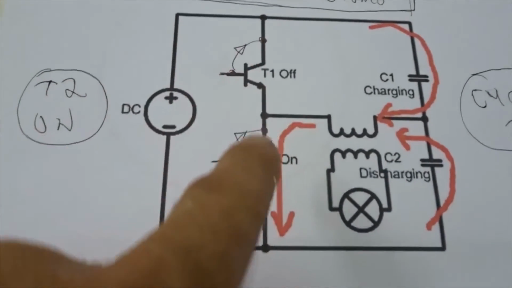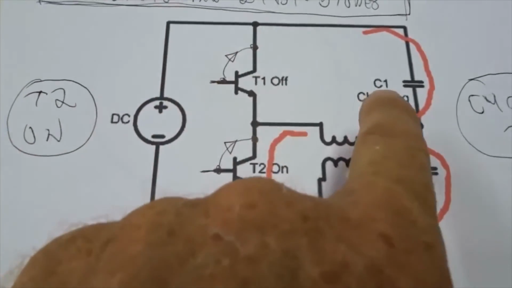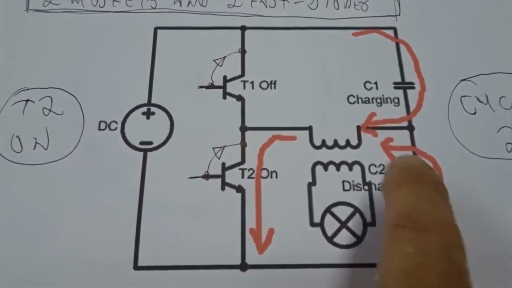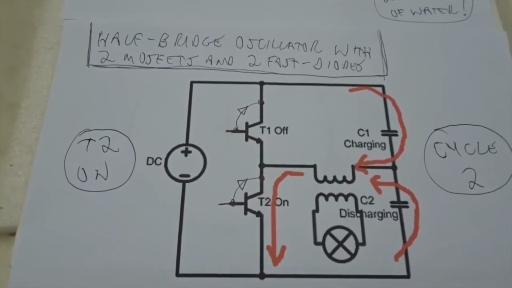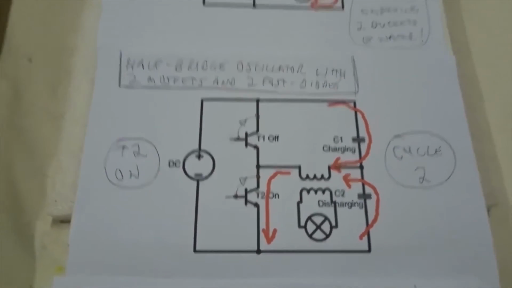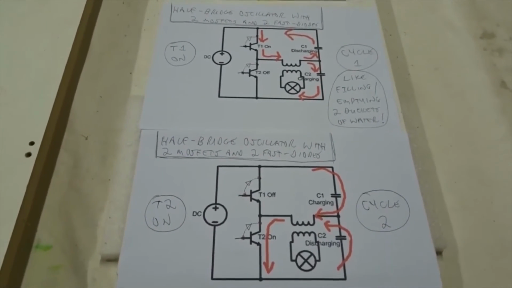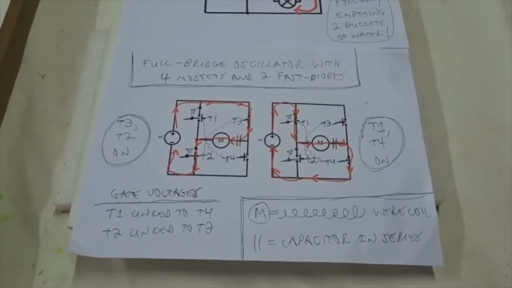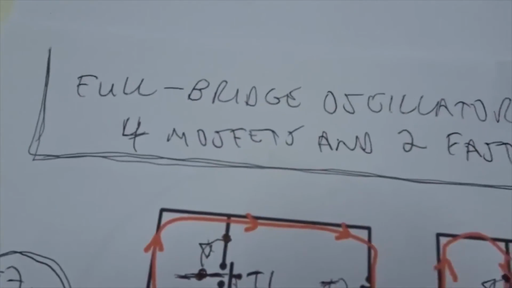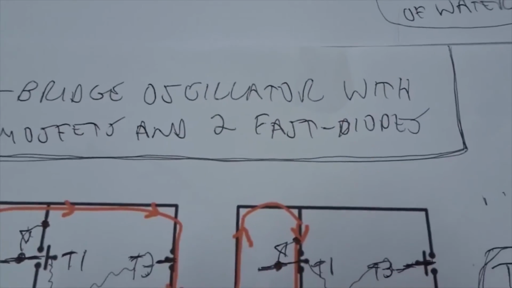No current goes directly through these MOSFETs. It all fills that capacitor, empties in that capacitor, then empties it into ground. So that's how the half-bridge oscillator works. Very simple and elegant. Finally, let us consider the full-bridge oscillator, which has 4 MOSFETs and 2 fast diodes.